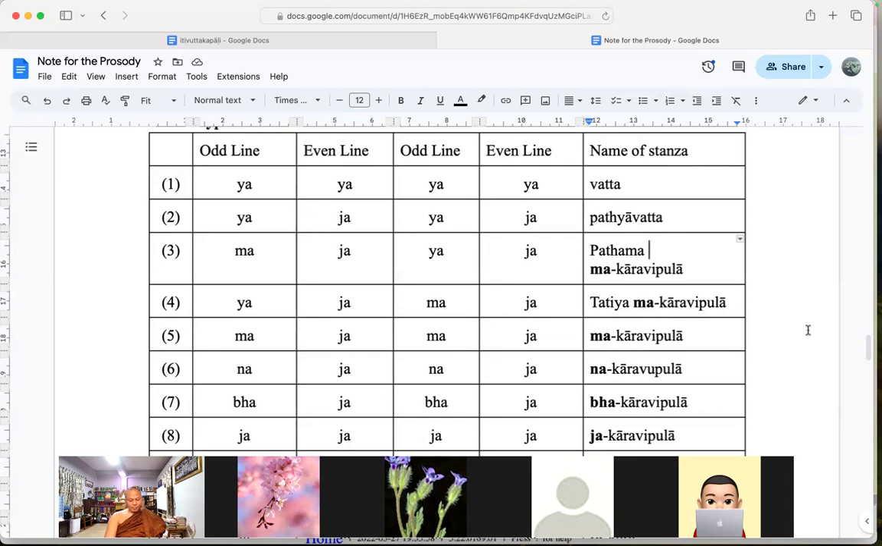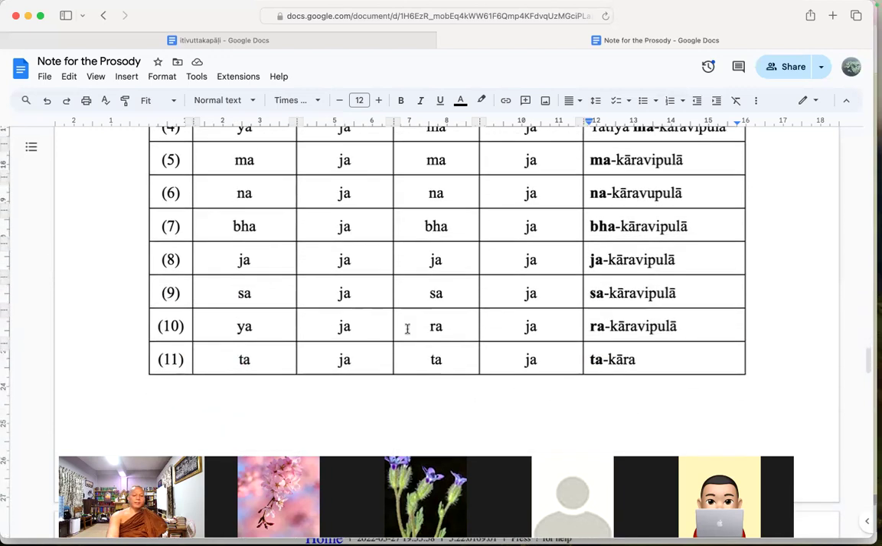Right. And if it is in the case of number 10, Bante, it is ya cha, ra cha. And that is rare. The later ones are rare. So that is mixing, one part and the other part.